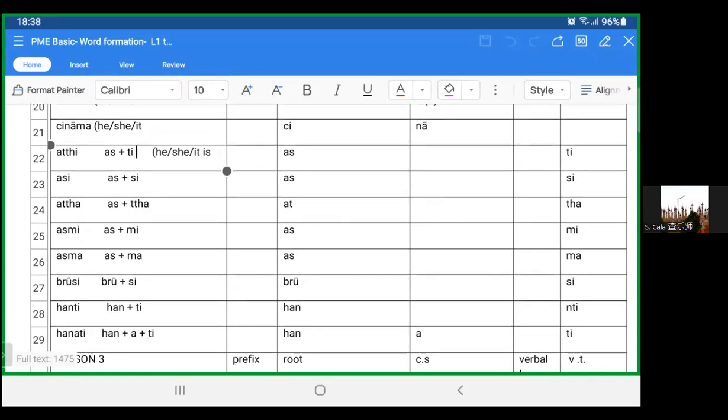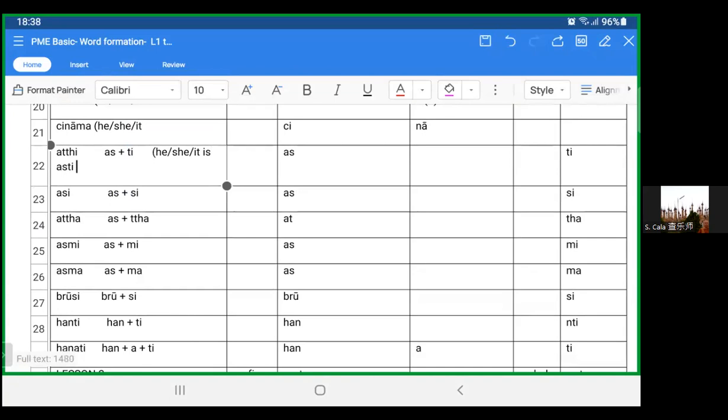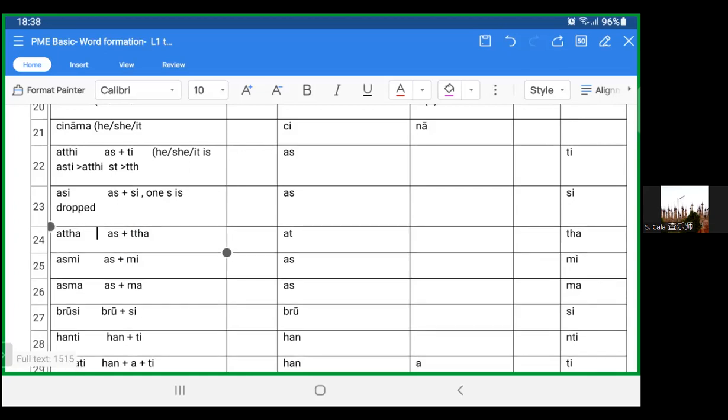So Ati is coming from AS. The root is AS and T, right? Ati. And then here S and T, ASTI, then ATTI. Basically the ST becomes TTH, all right? Then the RC is very easy. You just need to drop one of these I's, okay? So one S is dropped. Ata is as plus ta, all right? As plus ta, so it becomes ata.